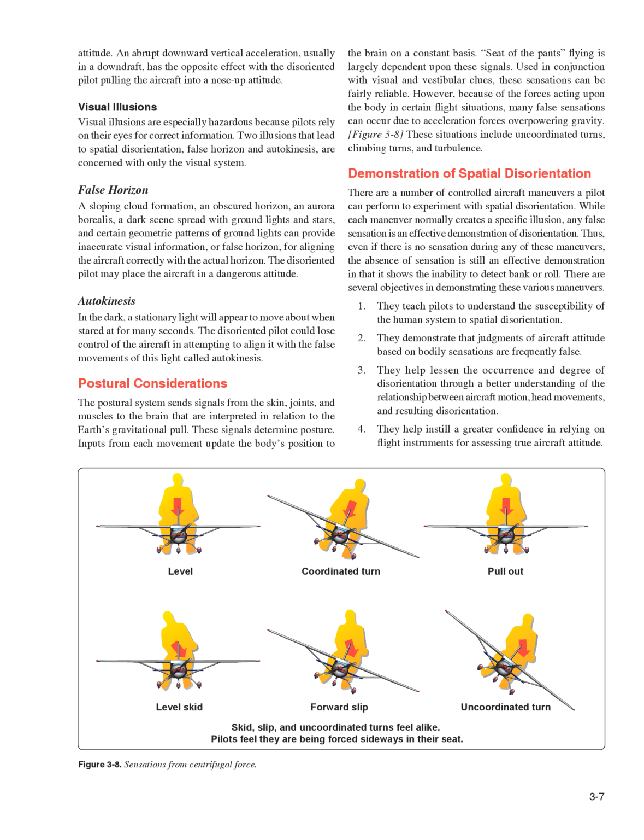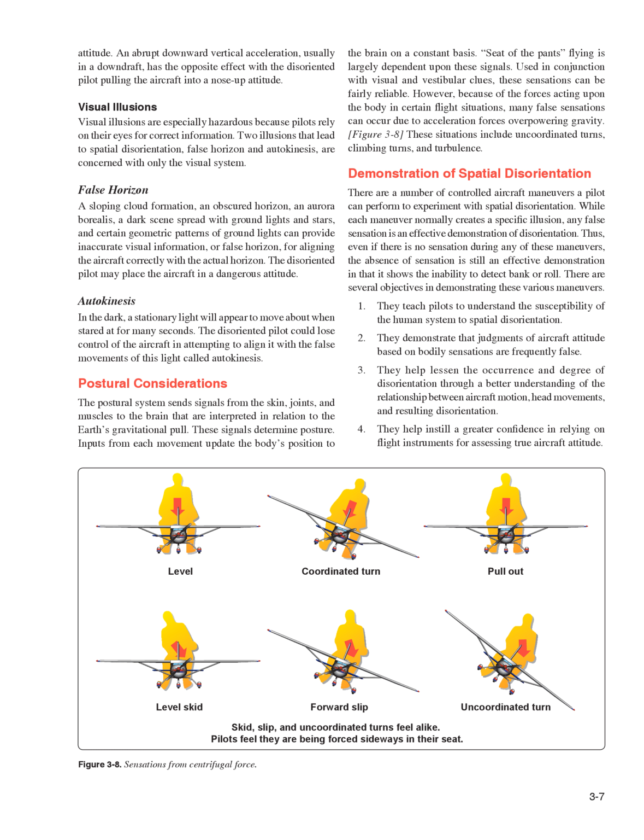Visual illusions. Visual illusions are especially hazardous because pilots rely on their eyes for correct information. Two illusions that lead to spatial disorientation, false horizon and autokinesis, are concerned with only the visual system. False horizon. A sloping cloud formation, an obscured horizon, an aurora borealis, a dark scene spread with ground lights and stars, and certain geometric patterns of ground lights can provide inaccurate visual information, or false horizon, for aligning the aircraft correctly with the actual horizon. The disoriented pilot may place the aircraft in a dangerous attitude.